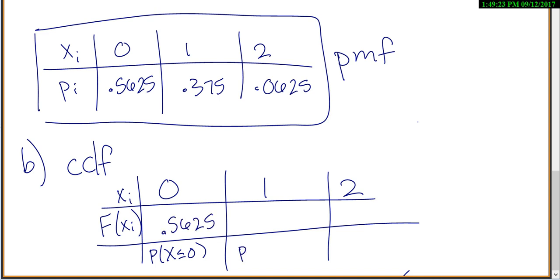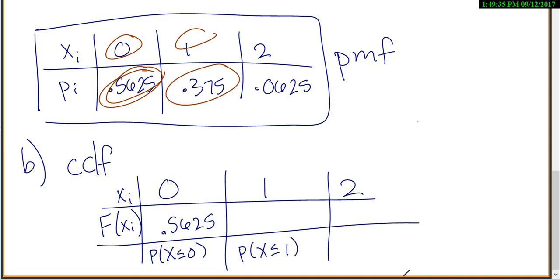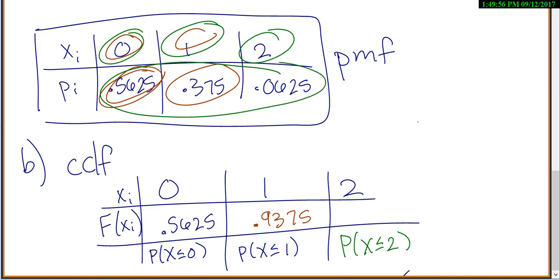For the 1, that means the probability that x is less than or equal to 1. What values are less than or equal to 1? x is 0 or 1, so our probabilities are 0.5625 and 0.375. Let's add those together, and we get 0.9375. Now for the 2, that means the probability that x is less than or equal to 2. So we can include the 2, the 1, and the 0. All of those probabilities together have to add up to 1. Your last value should always be 1, because all probabilities have to add up to 1 in the end. So there's your CDF.